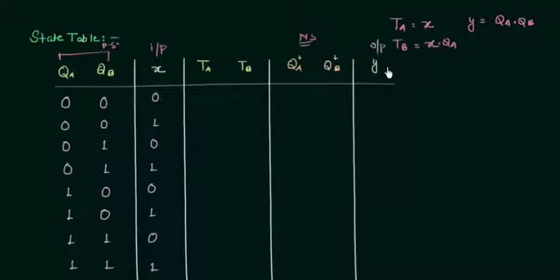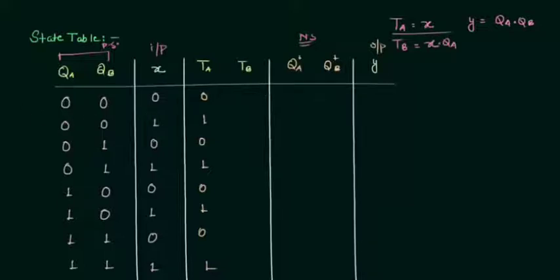This is my output, and to find out the next state we must know the values of TA and TB. So I will first start with TA, which will help me find the next state of the A flip-flop, that is QA plus. TA is simply X, so it is 0 1 0 1 0 1 0 1. I have TA, I have QA. I can use these two pieces of information to get QA plus, that is my next state.